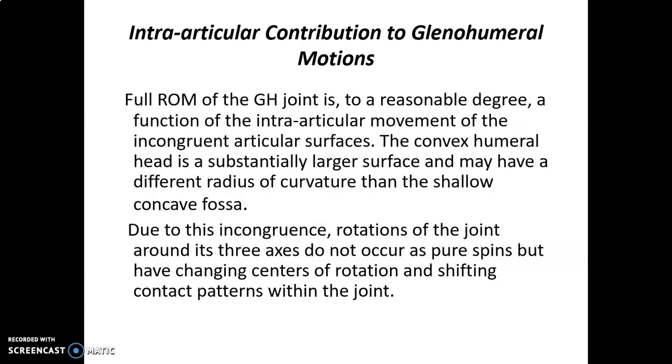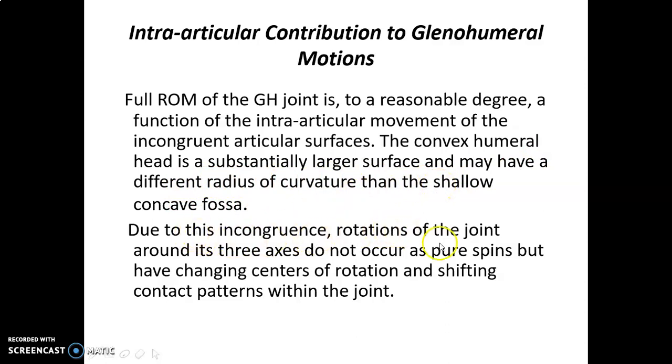Now we'll discuss the intra-articular contribution to glenohumeral motions. Full range of motion of the glenohumeral joint is, to a reasonable degree, a function of the intra-articular movement of the incongruent articular surfaces. We all know this is not a highly congruent joint, because of the size of the head of the humerus relative to the small, shallow glenoid fossa. The convex humeral head has a substantially larger surface and a different radius of curvature.